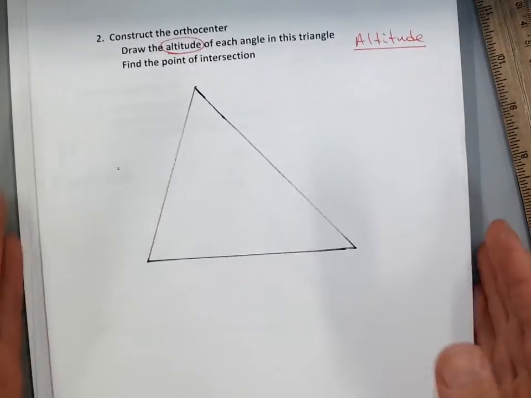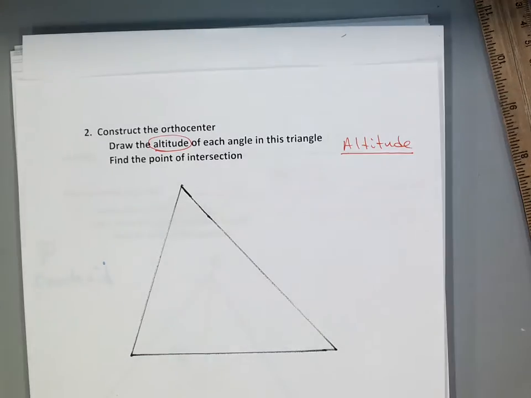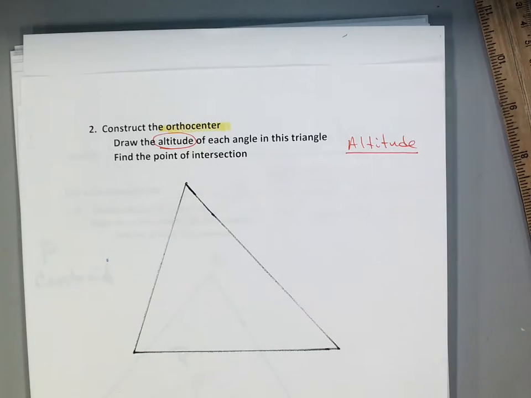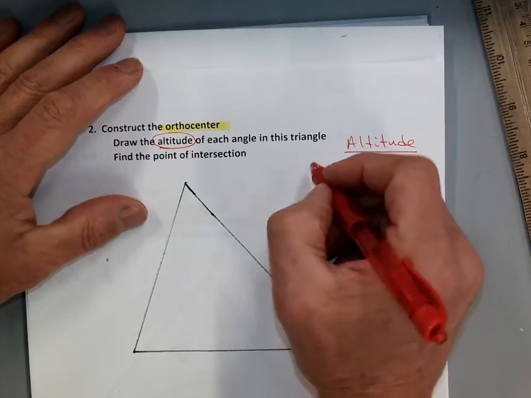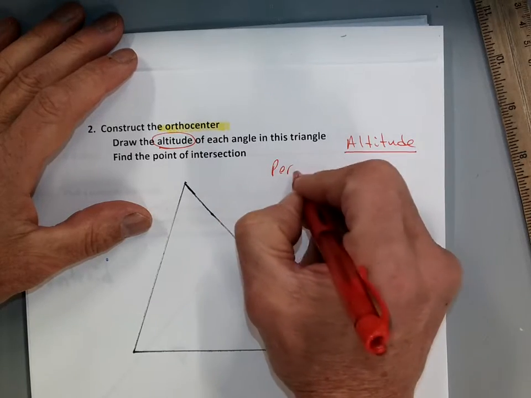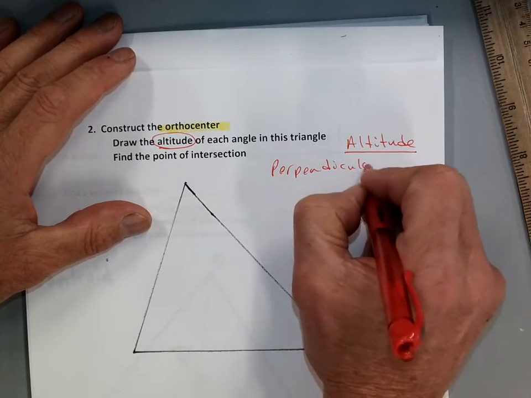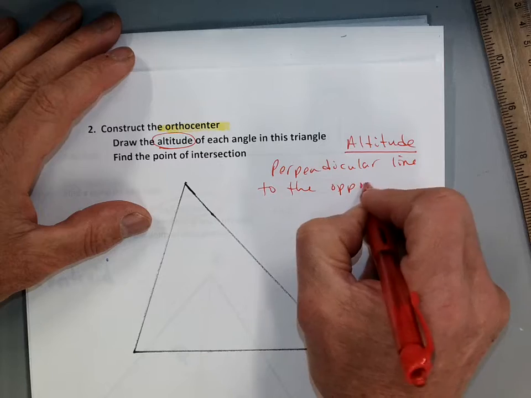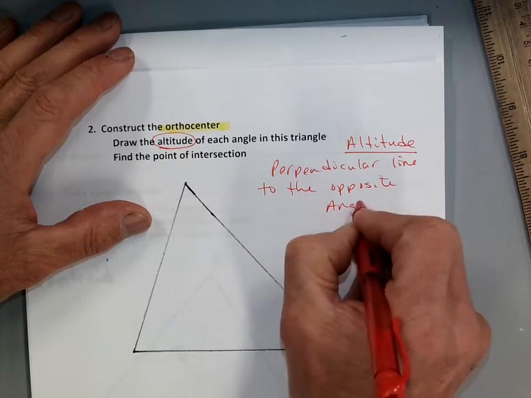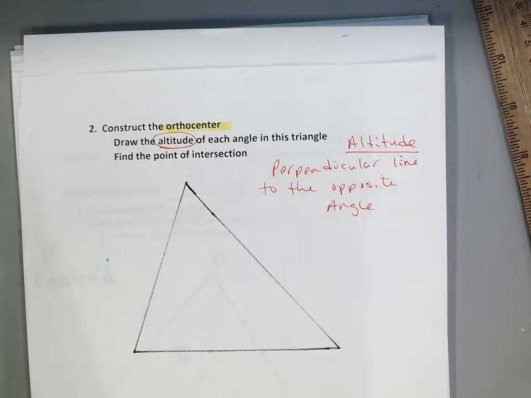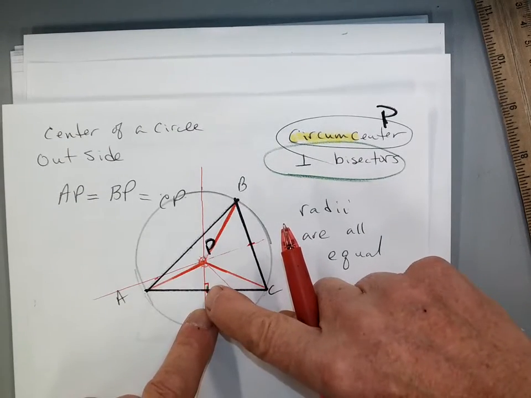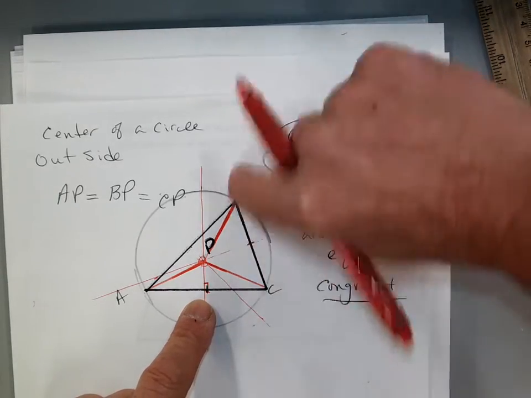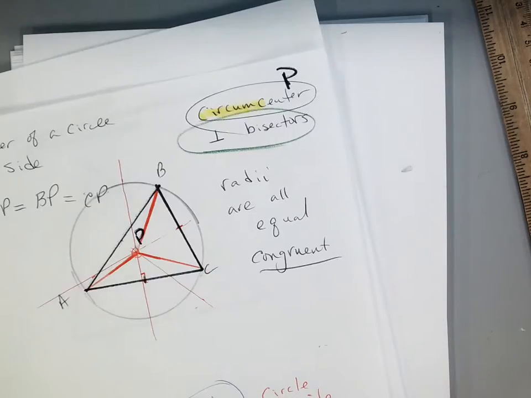Okay, the next one, the altitude. So we're going to construct this thing called the orthocenter. When you get the orthocenter, we're going to find the altitude. What is the altitude? Well, it is a perpendicular line to the opposite angle. All right? So if we took a look at what we did yesterday, that's a perpendicular line, but it didn't go to the opposite angle. So today we'd have to do it like this. So we're going to go from the angle straight down.